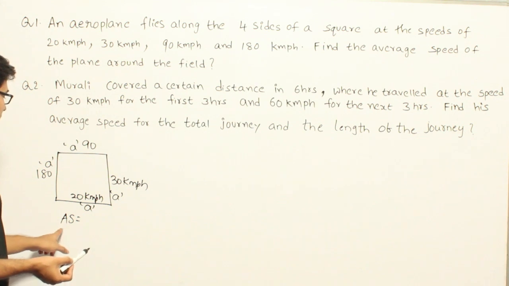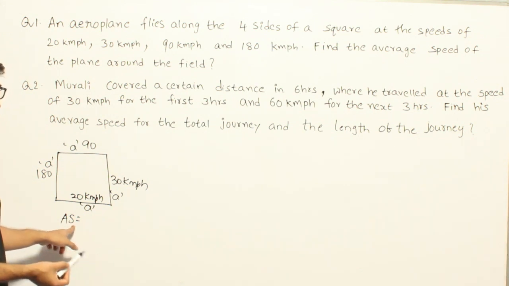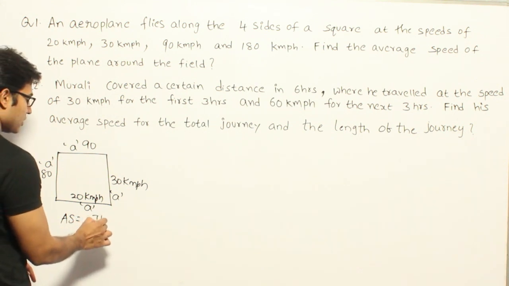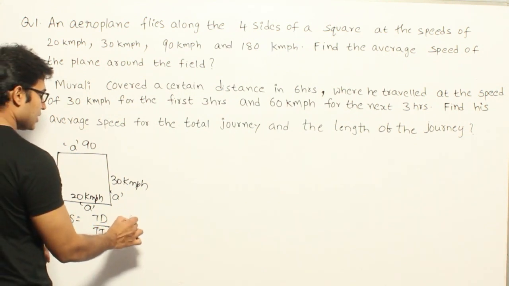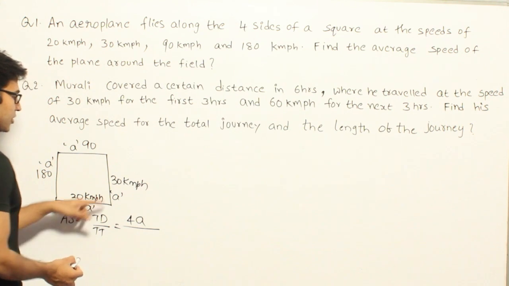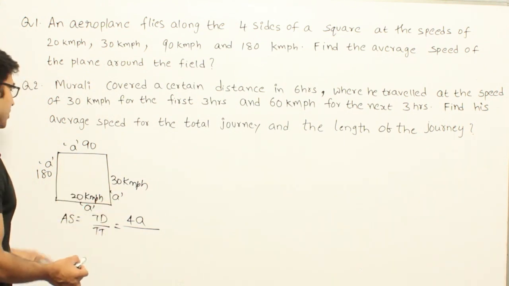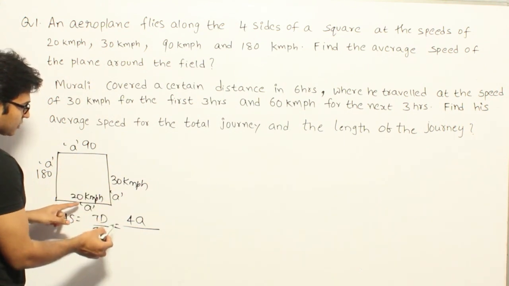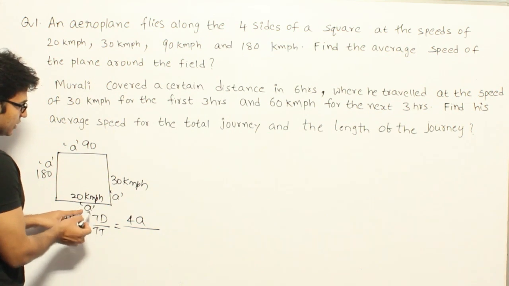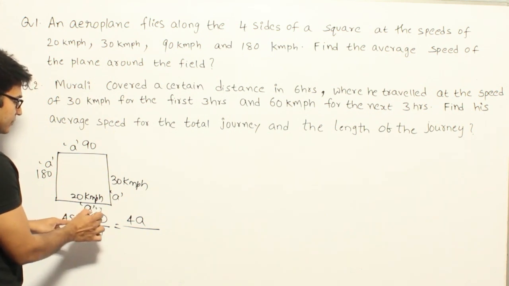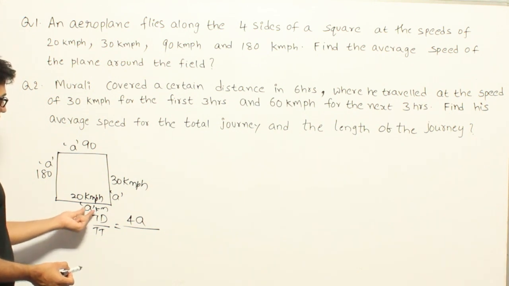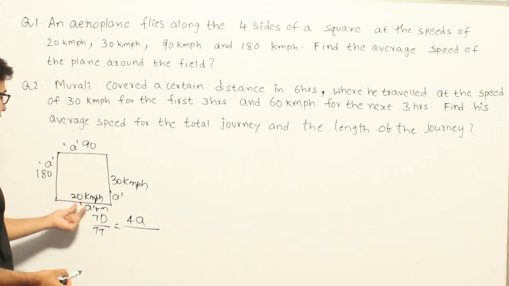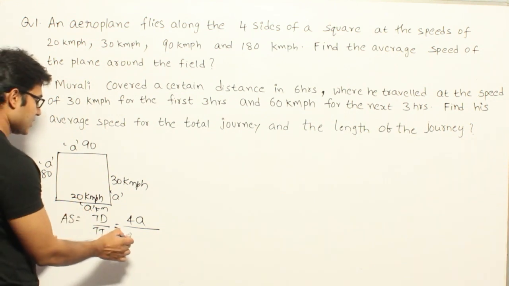If you don't remember it, then what is the actual procedure? Average speed equal to total distance divided by total time, right? Now what is the total distance? It is 4a, which is nothing but the perimeter of the square, divided by the total time. You have to add individual times. Now assuming that this is in kilometers, what will the time be? Distance divided by speed.